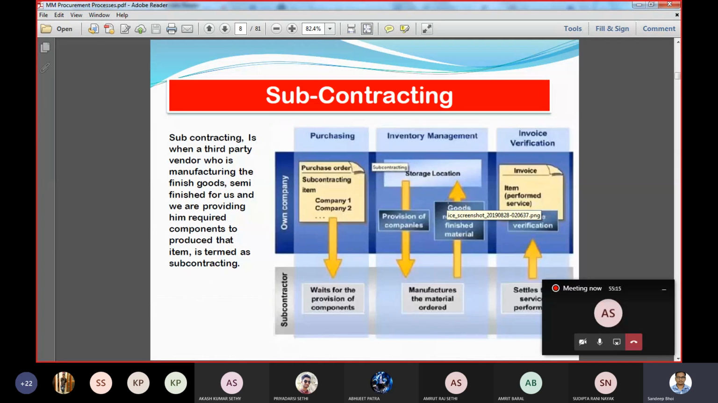After you receive the finished product, you can ask for the invoice. You can ask the subcontractor to give the invoice, and you can verify the invoice, and after verifying the invoice, you can make the payment to the subcontractor. That is what is called subcontracting.